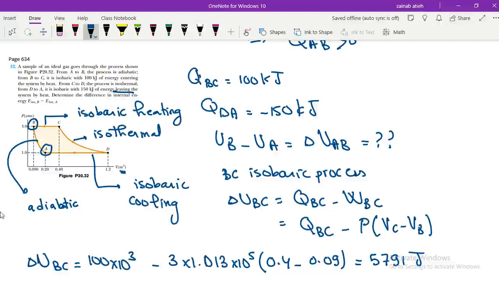He also gave me QBC and QDA. Remember that QBC contains CP, and CP also contains gamma, because CP is equal to gamma R over gamma minus 1. So in this case I have to find the temperature, so it will take a little bit longer, but I can find gamma using QBC.